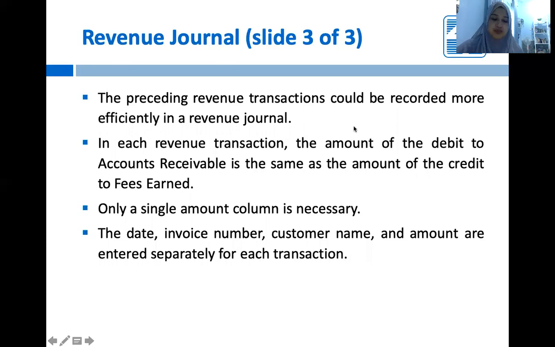And by using the special journal and subsidiary ledger, we can record those transactions more efficiently, because only a single amount column is needed. And the date, invoice number, customer name, and amount are entered separately for each transaction.